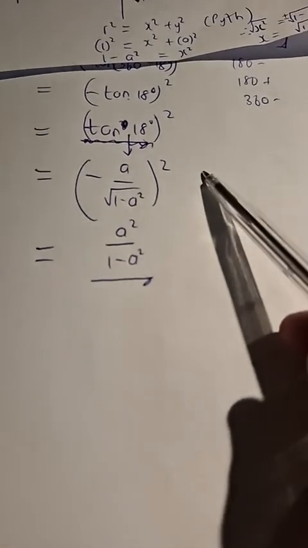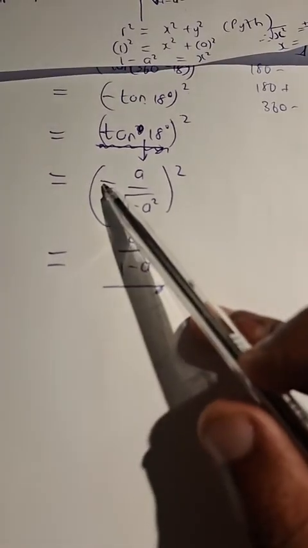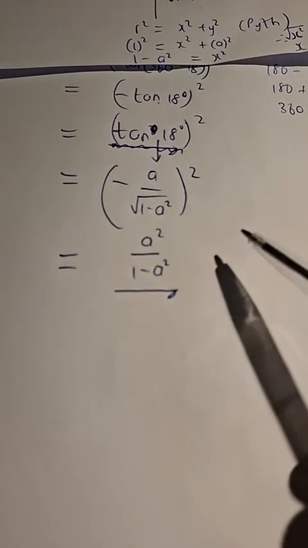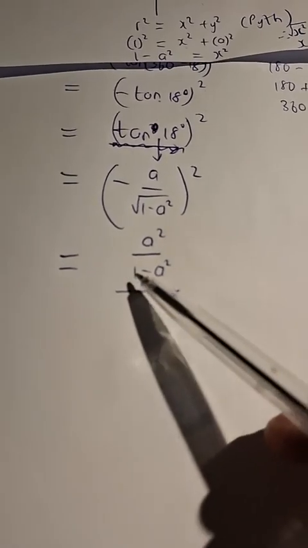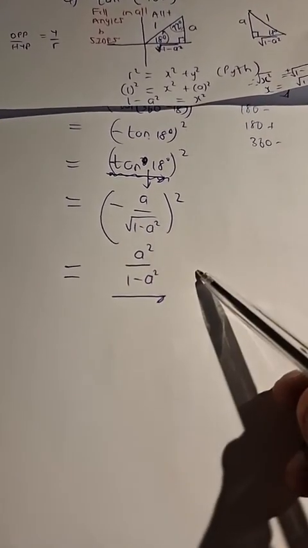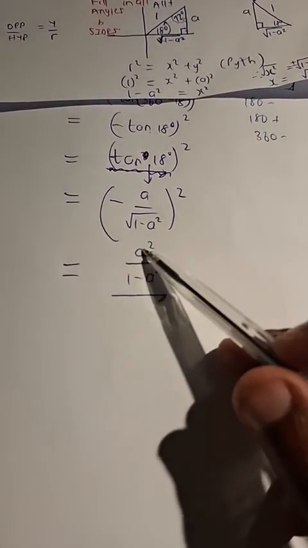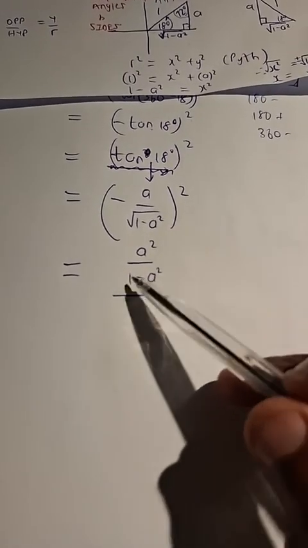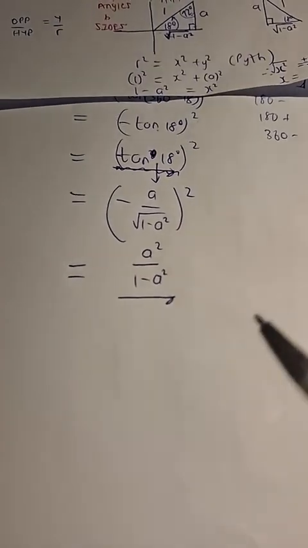Now I can apply the square. When I apply the square, I apply it to the sign, to the letter on the top, and to the square root in the denominator. That gives me a squared over 1 minus a squared. And guys, we cannot simplify this any further. Remember, we cannot cancel a squared and a squared because we do not cancel across an addition or subtraction sign.